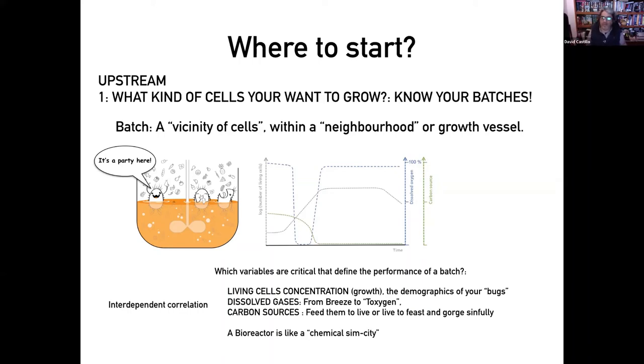But what are the variables? Which are the variables that are critical to define the performance of a batch? One is the living cell concentration or growth, which is kind of a demographic of your culture. The other one is the dissolved gases, like oxygen, or maybe if you're growing algae, they require CO2. And the carbon sources, like what are you going to feed your cells, how the resources are available. But there are interdependent correlations among these three variables. So a bioreactor is more like playing in the chemical SimCity.